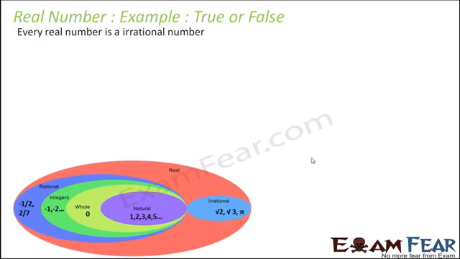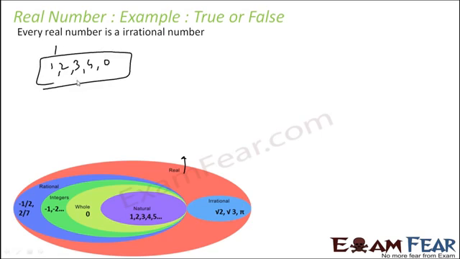The next is the other way around. Every real number is an irrational number. So if you see, the real numbers also include numbers like 1, 2, 3, 4, 5, right, 0. All these numbers are not irrational. Correct? These are rational numbers. So this is false.